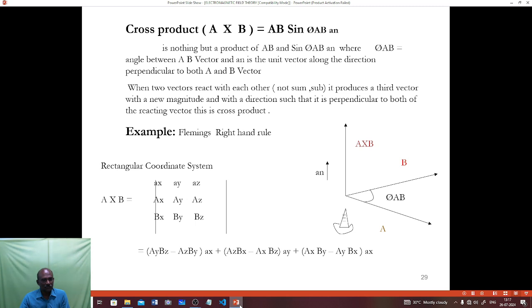The first row represents the unit vectors AX, AY and AZ. The second row represents the coordinates of the first vector, here vector A. The second vector B is represented in the third row: Bx, By and Bz are the coordinates of vector B. By finding the determinant of this matrix, we get the cross product between the two vectors A and B.